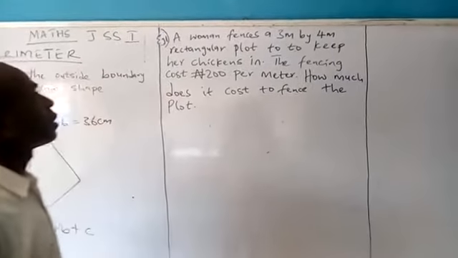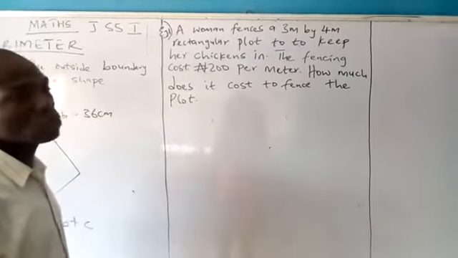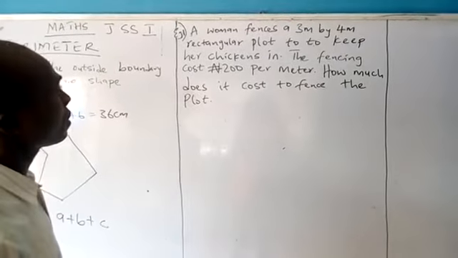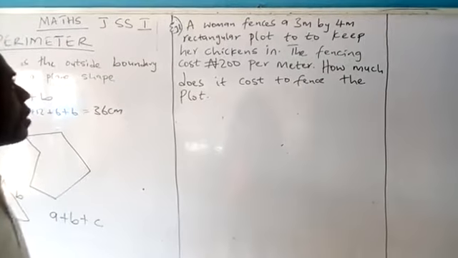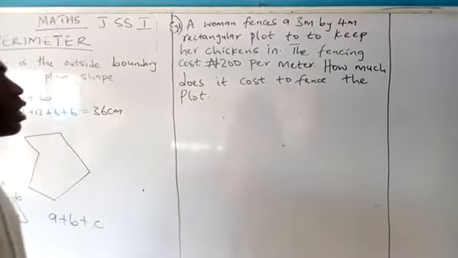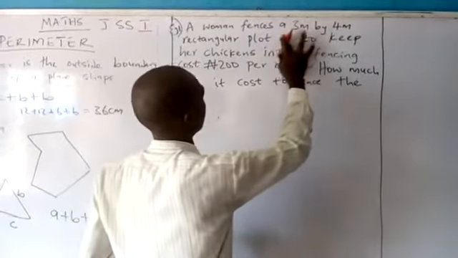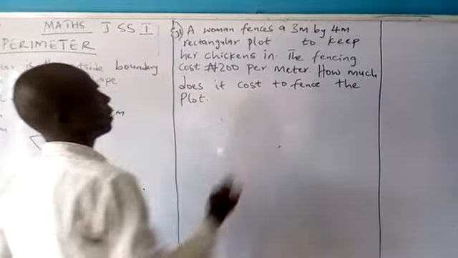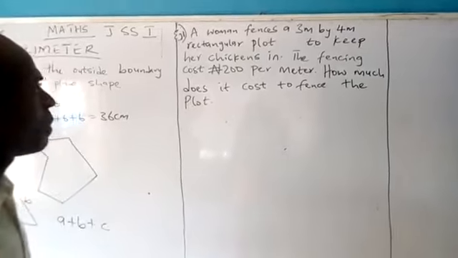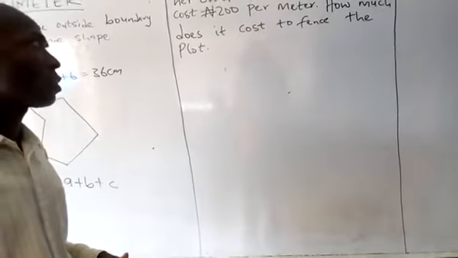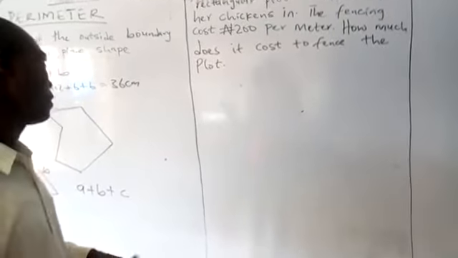Let us take a look at this question. A woman fences a 3 meter by 4 meter rectangular plot to keep her chickens in. The fencing costs 200 naira per meter. How much does it cost to fence the plot?